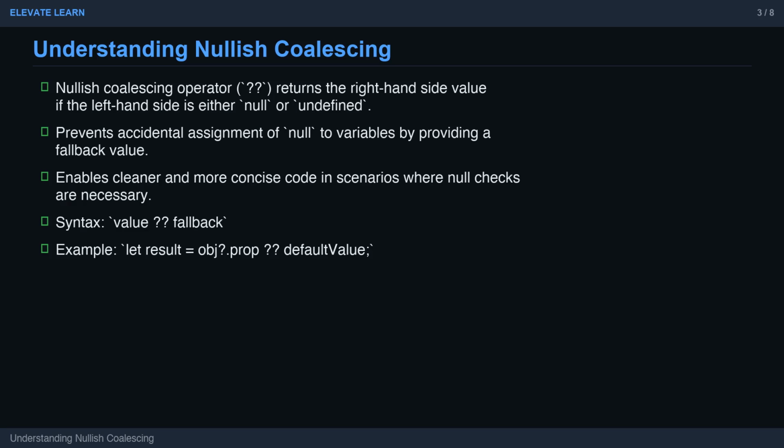The syntax is super simple. Just place the operator between your variable and the fallback value. For example, if we have an object with an optional property and want to ensure we always have a value, we can write it as follows. This not only makes our code more robust, but also cleaner and easier to read. So, next time you're working with possibly missing data in JavaScript, remember your trusty Nullish coalescing operator.